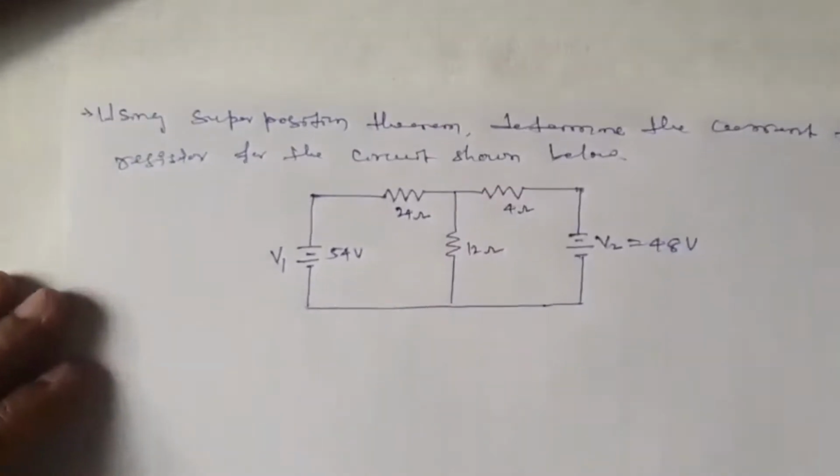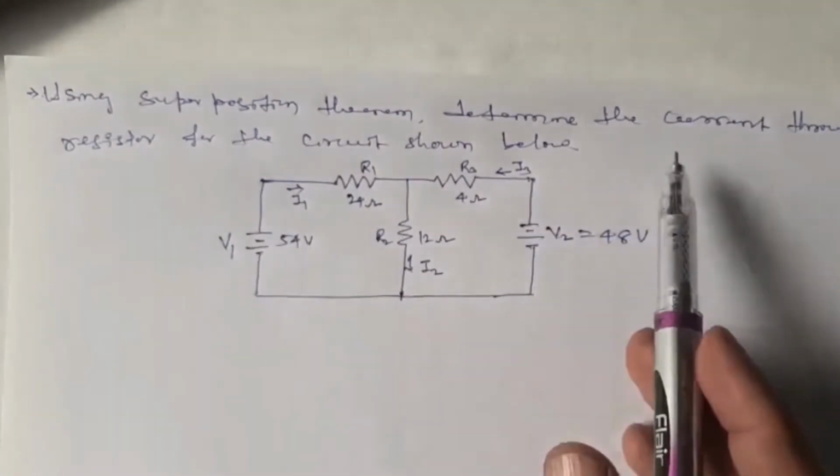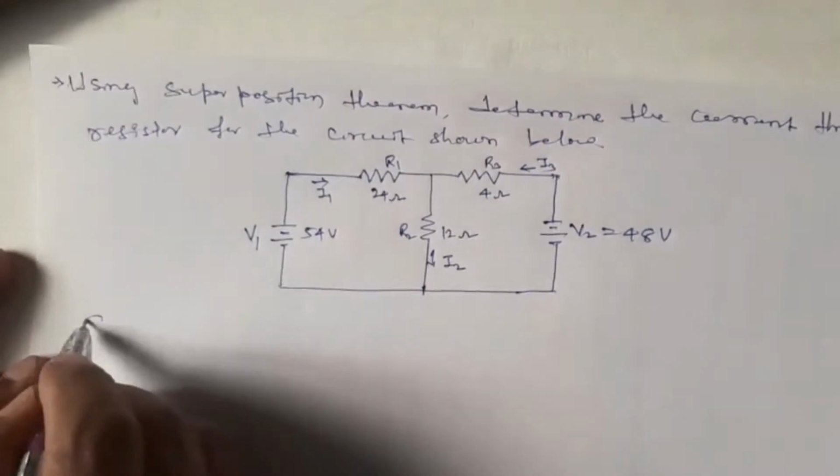So this is the circuit. Using the superposition theorem, determine the current through the 12 ohm resistor. Let us start the solution.